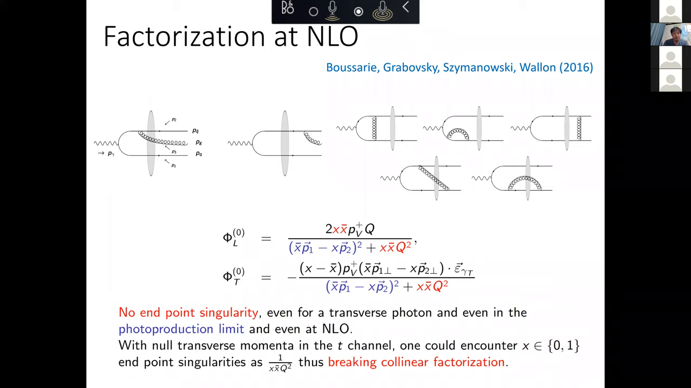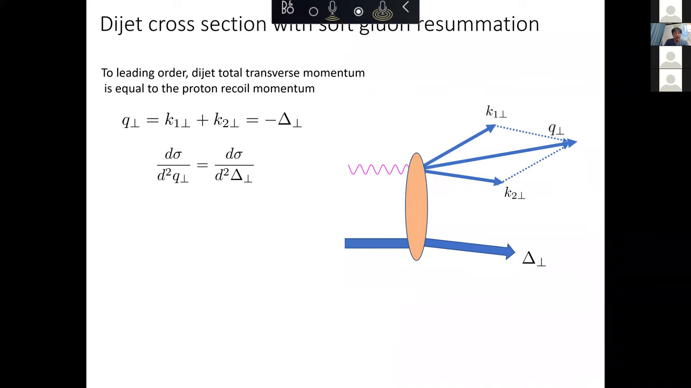So that's a very important calculation, but maybe this one-loop calculation is not enough, because sometimes you have to do the resummation, and that's the work we did.